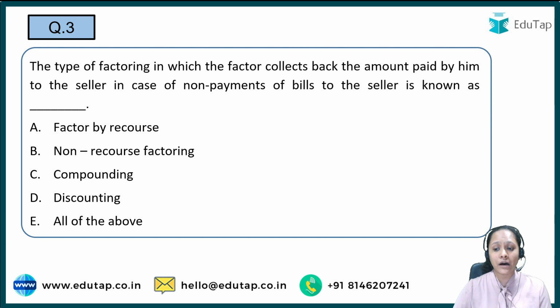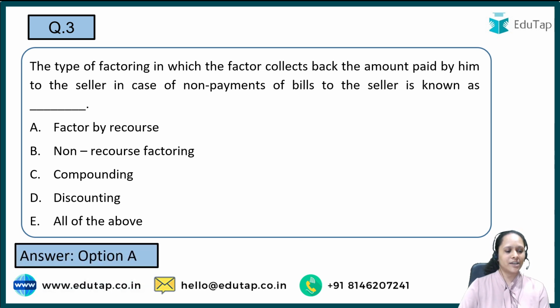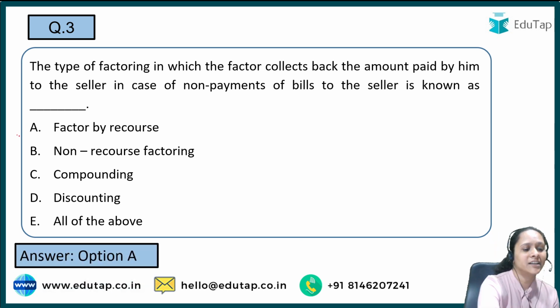ठीक है, moving ahead, question 3 says that the type of factoring in which the factor collects back the amount paid by him to the seller in case of non-payment of bills to the seller is known as: first option is factor by recourse, second is non-recourse factoring, third is compounding, fourth is discounting, and E is all of the above. The right answer to the question is option A, factor by recourse.